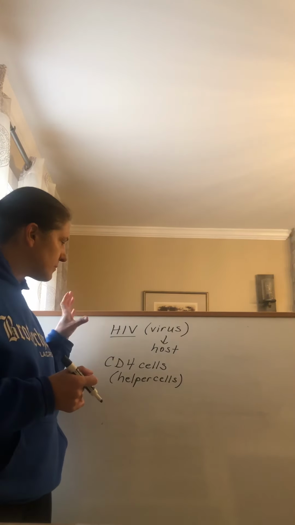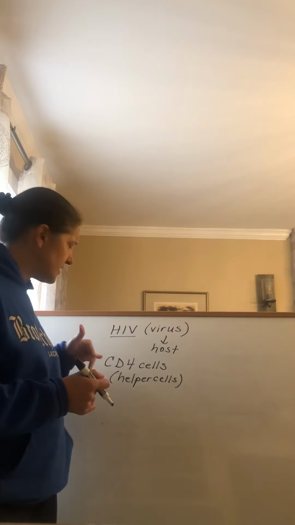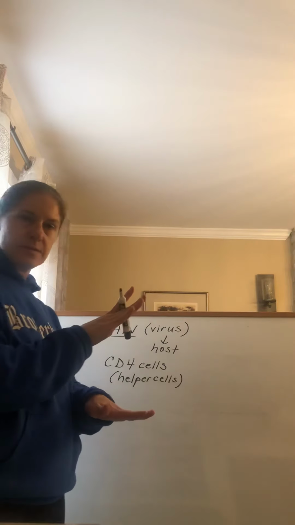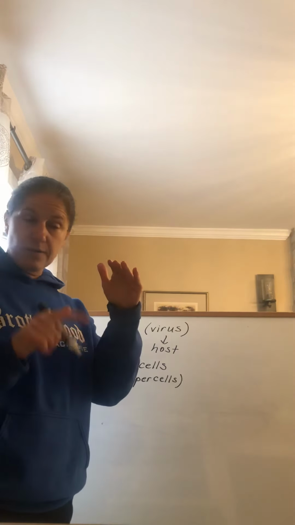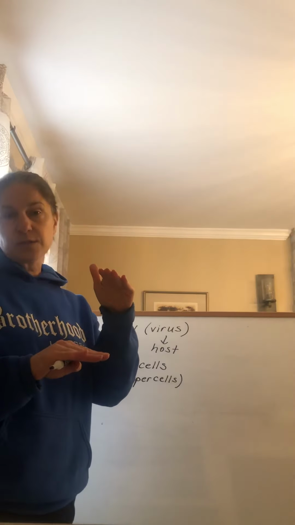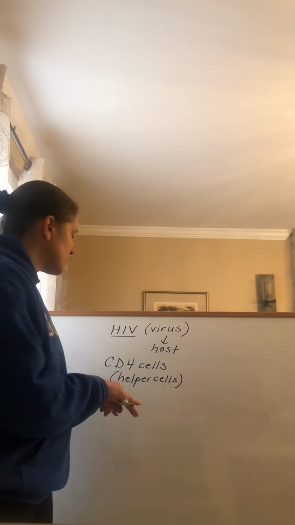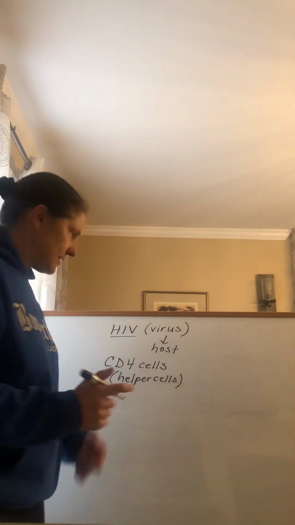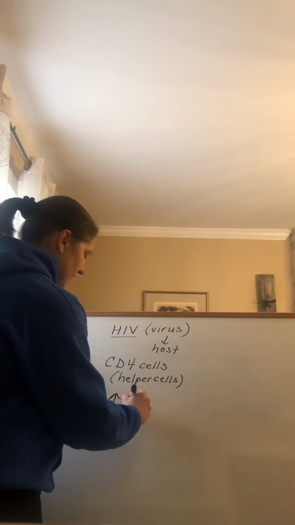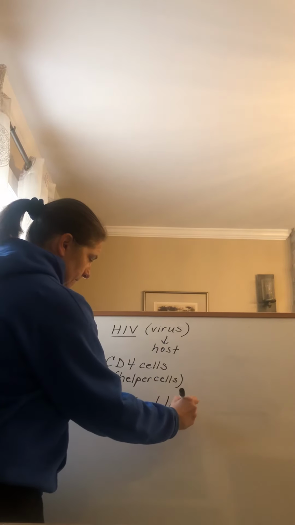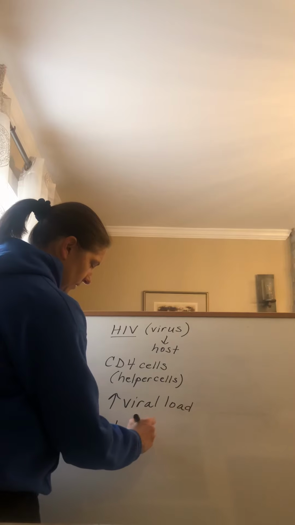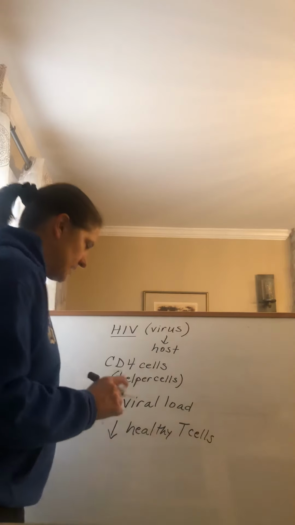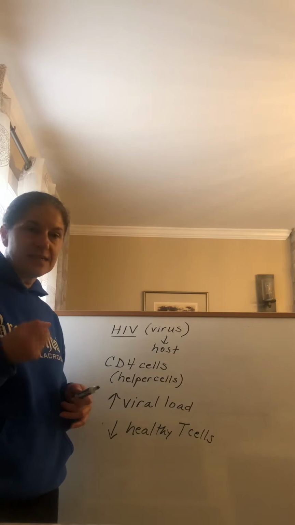And so what happens when someone has HIV is their CD4 and their CD8 cell counts actually decline as their viral load increases. So as one is going up, your viral load, the number of healthy T cells is going down because they are virally infected. So when someone has HIV and you flip the switch to AIDS, now you have a very high viral load and a very low number of healthy T cells. As viral load is increasing, the number of healthy T cells is decreasing.